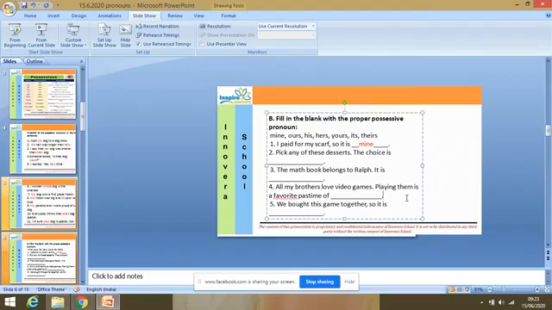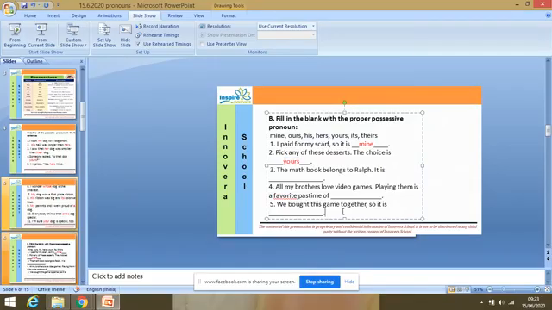Okay. Pick any one of these desserts. The choice is. Now somebody is telling you to pick any one of these desserts. The choice is yours. Right? The choice is yours. What will be the correct possessive pronoun? It will be yours.